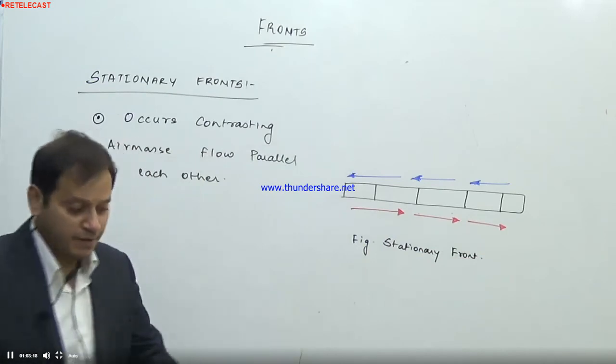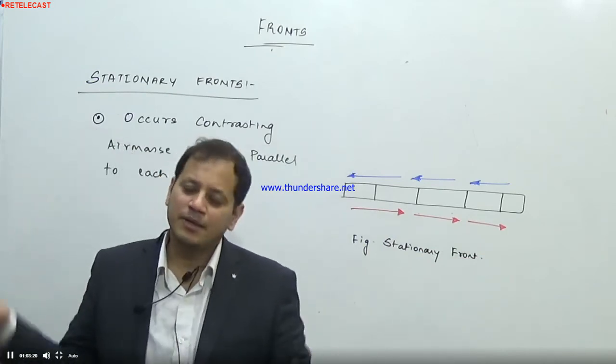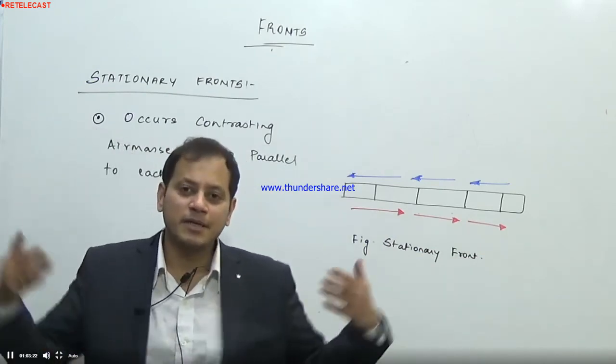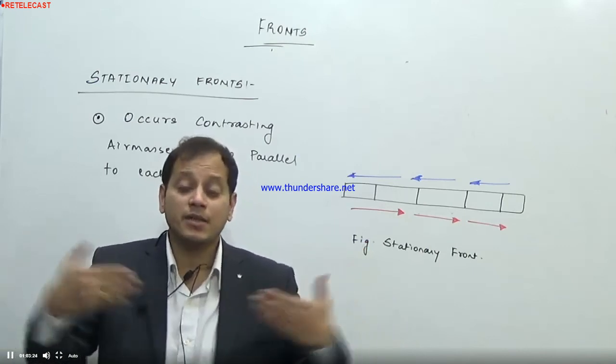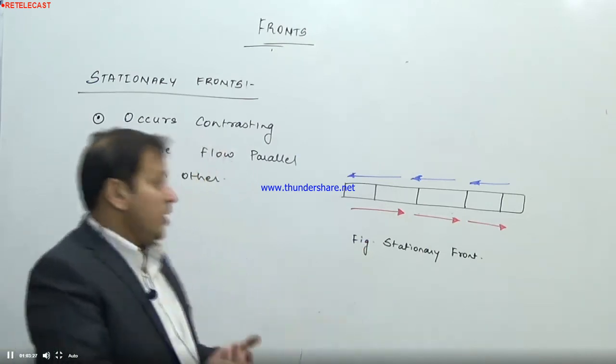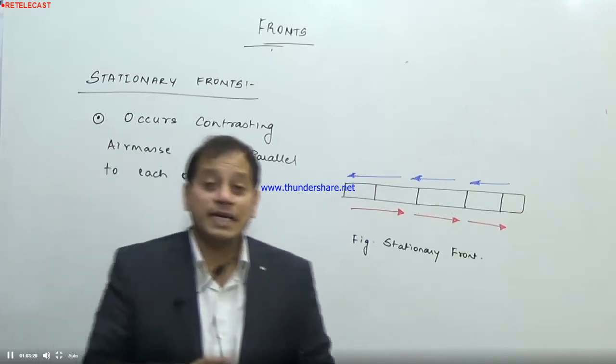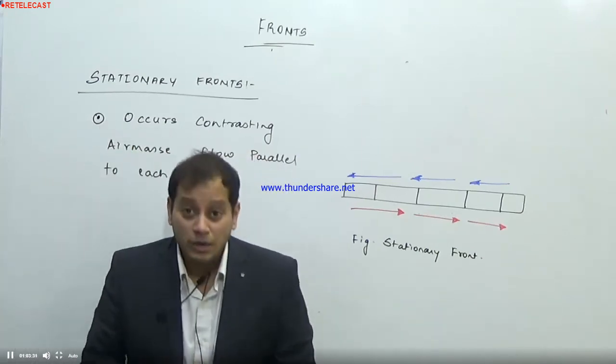Diagram for stationary front. It is a temporary phenomenon. Again, due to changing weather pattern, this air will change their direction and they will start convergence. Now, where do the fronts occur? Fronts occur in the areas of subpolar low pressure belt.